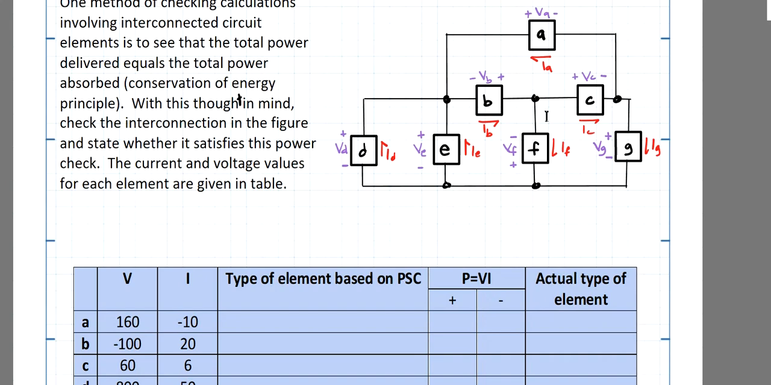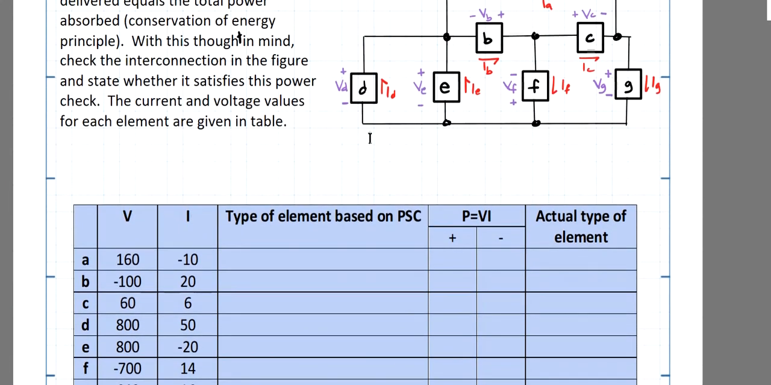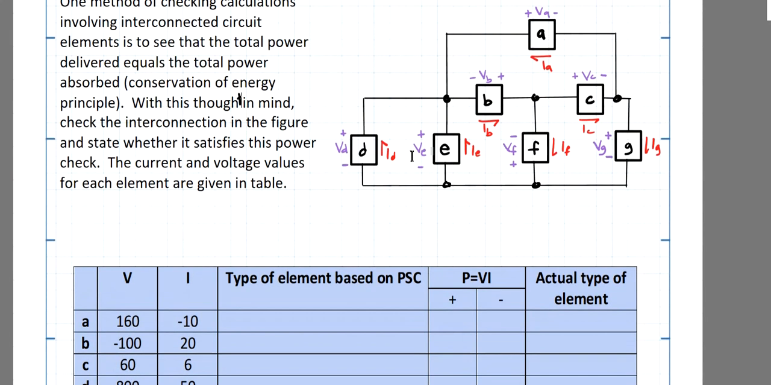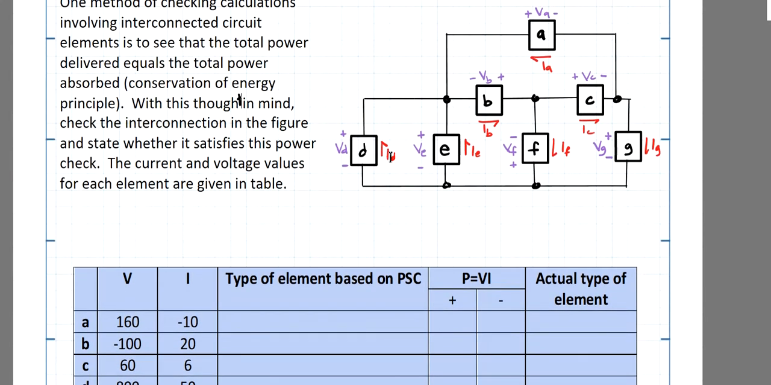Right, so what we're going to do here is that we actually don't know yet the actual type of element, whether this one is active or passive, but based on the passive sign convention, we can arbitrarily specify that, let's say, this is an active element, and we are going to check that later based on our computations, right?